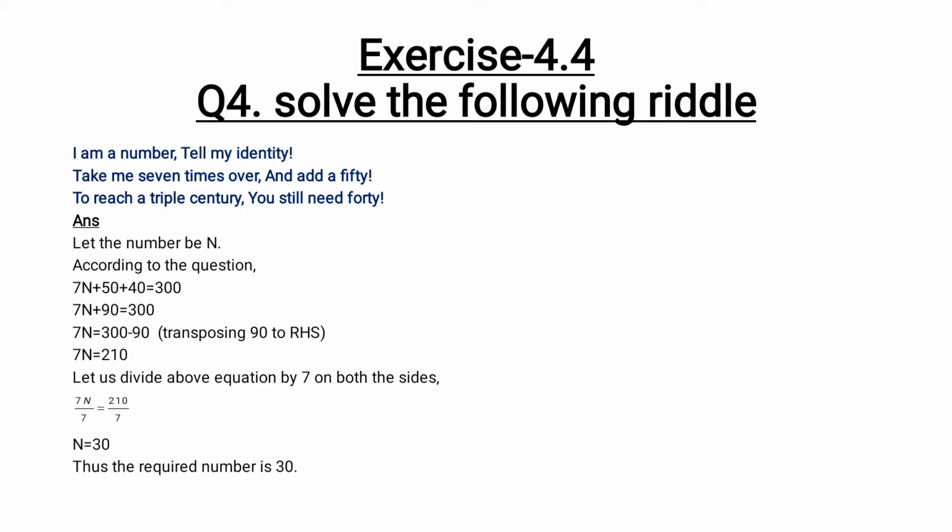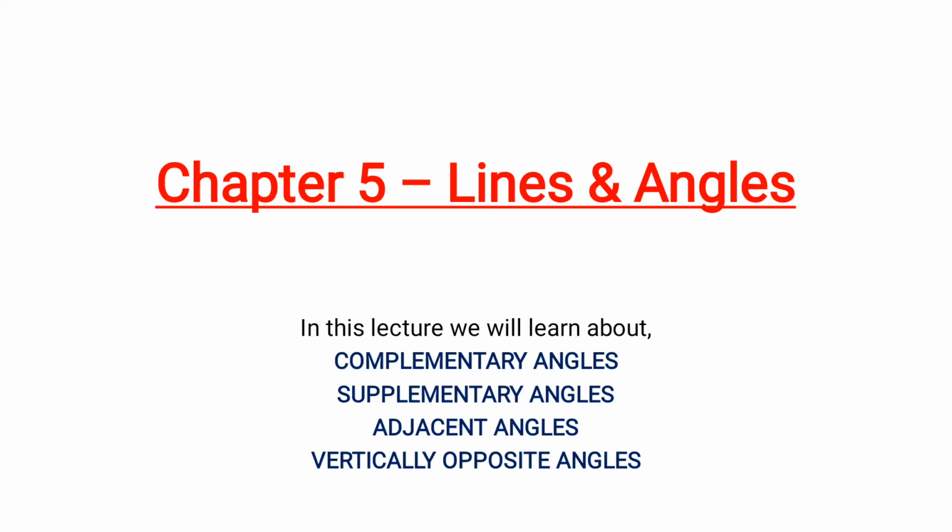Here we are done with this exercise 4.4 and also with this chapter 4. Now we will start with a new chapter, that is chapter 5, lines and angles. In this lecture we will learn about complementary angles, supplementary angles, adjacent angles and vertically opposite angles. So let us learn about them one by one.